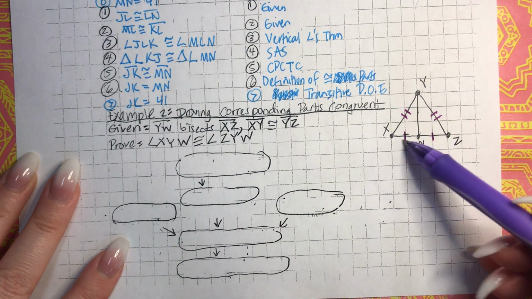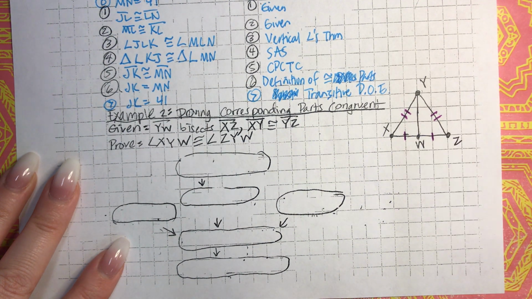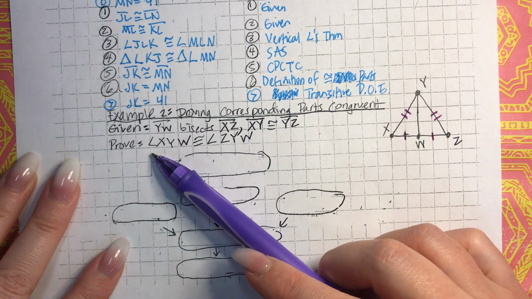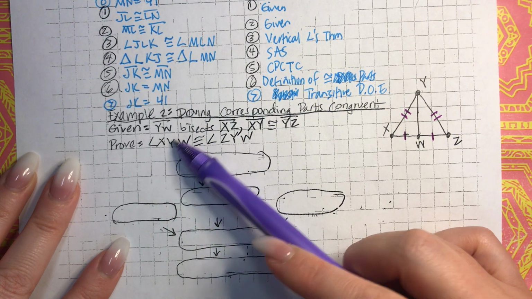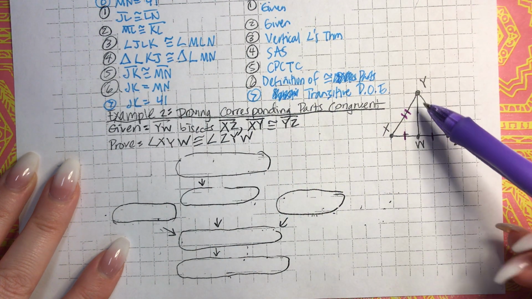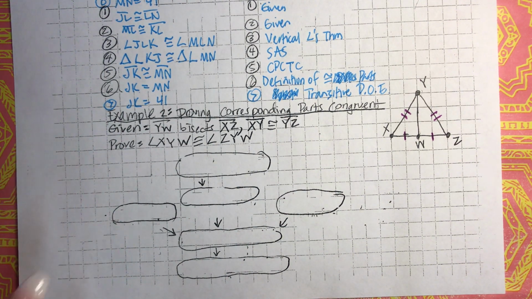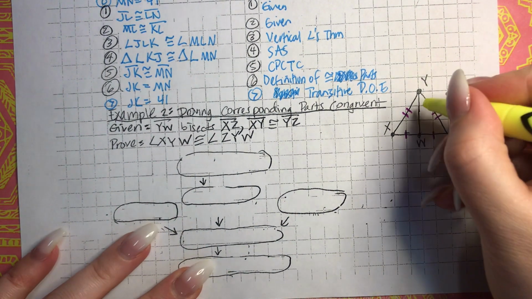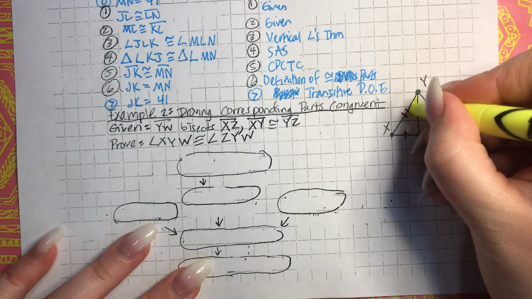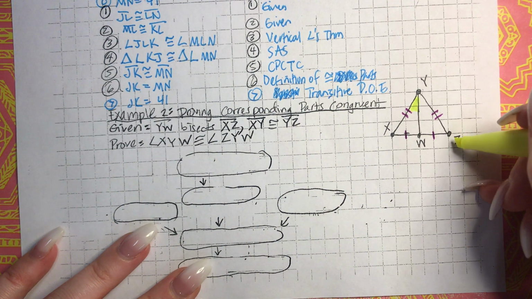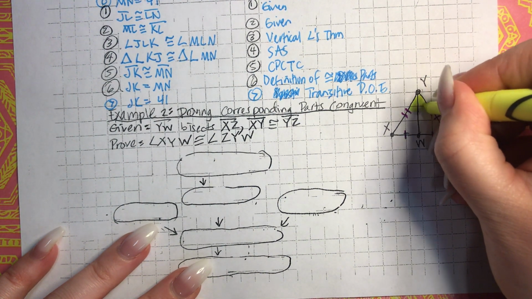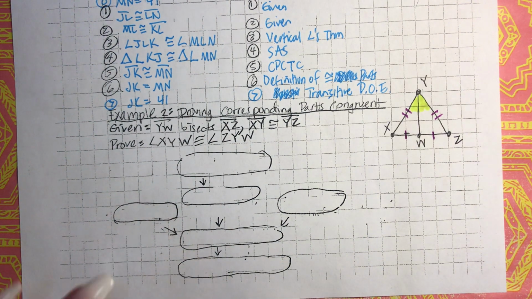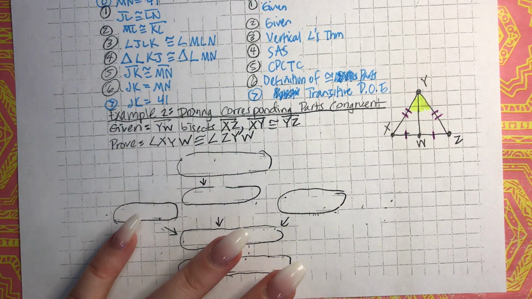Right, what do we have? We have this triangle here, this triangle here. Oh, what's it asking? It wants us to prove that the angle XYW, this angle right here, is congruent to ZYW, this one right here. So this is what we have to prove. So far it gave us two sides. What else is there?